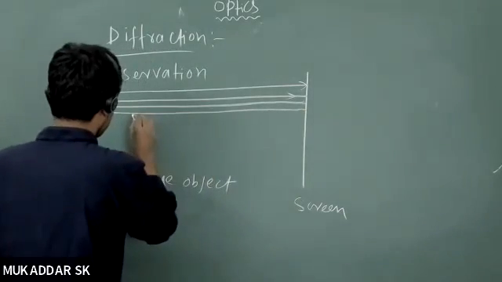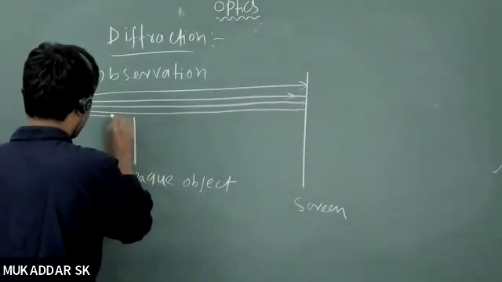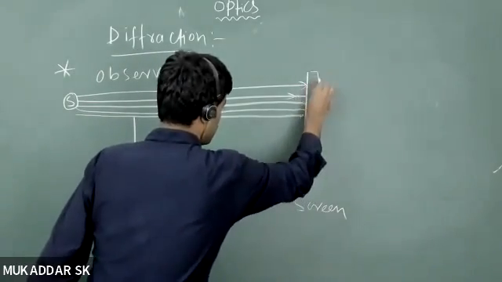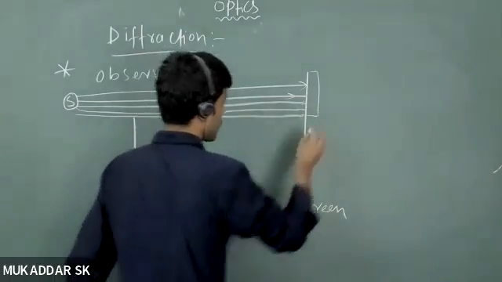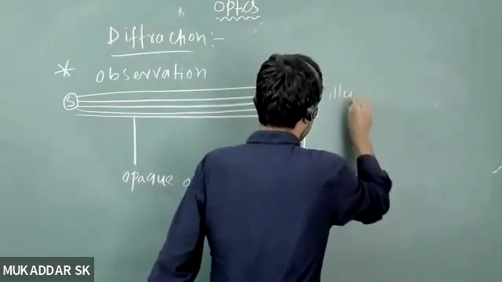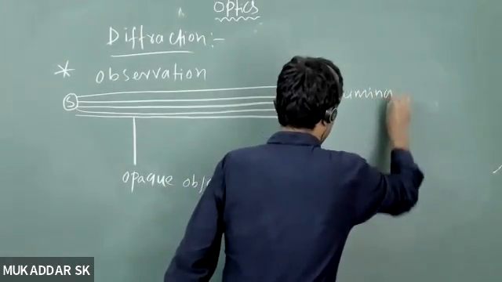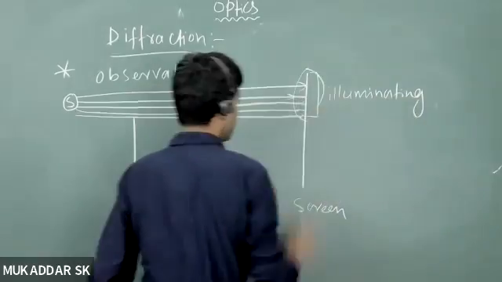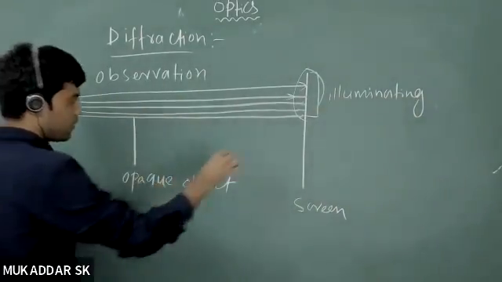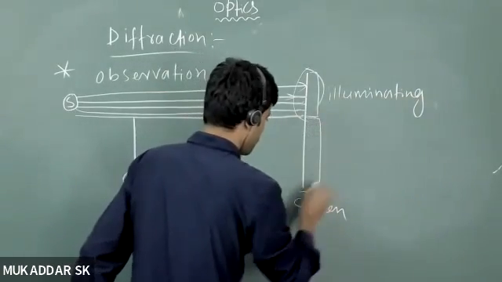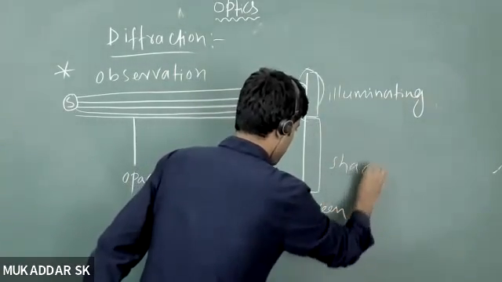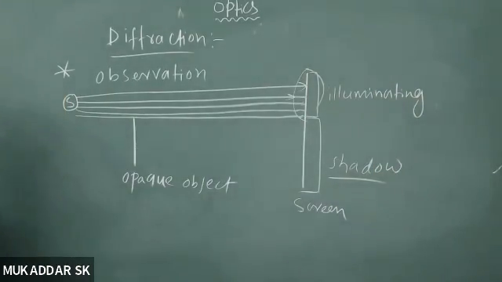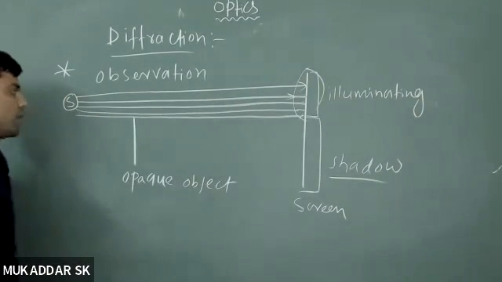Okay, this is our expectation, right? Light follows a straight line path. So this region on the screen will be illuminated, right? It means this portion of the screen will be bright, and this portion will be shadow. This is our expectation, right? Why? Because light always travels in a straight line.